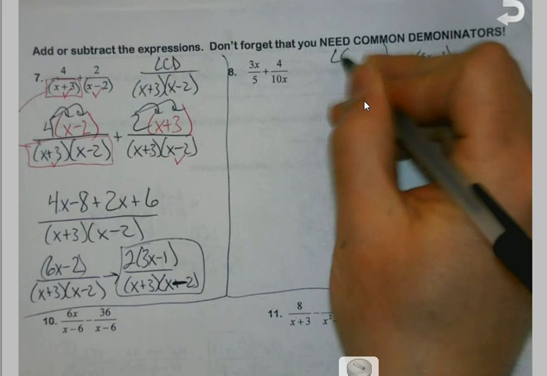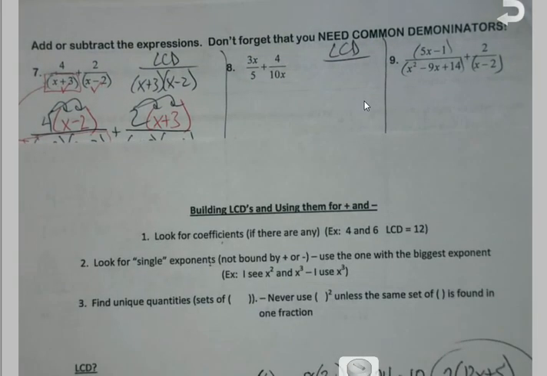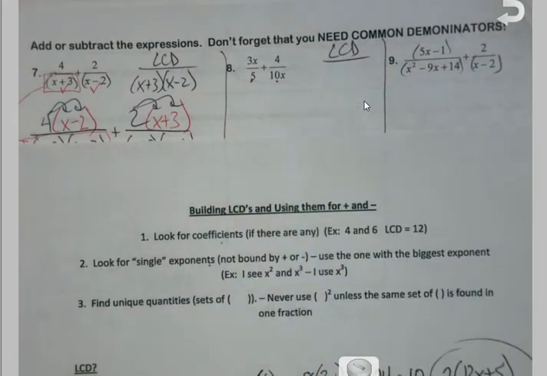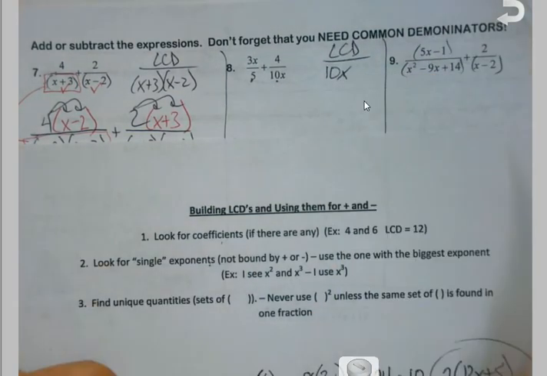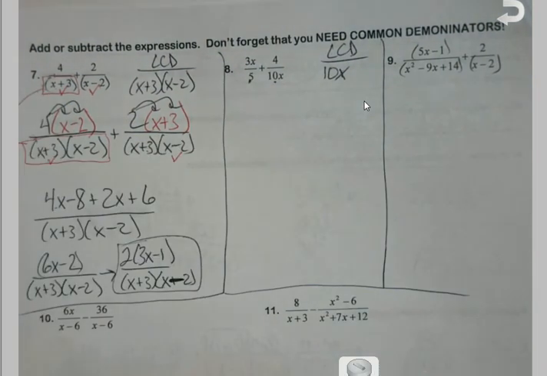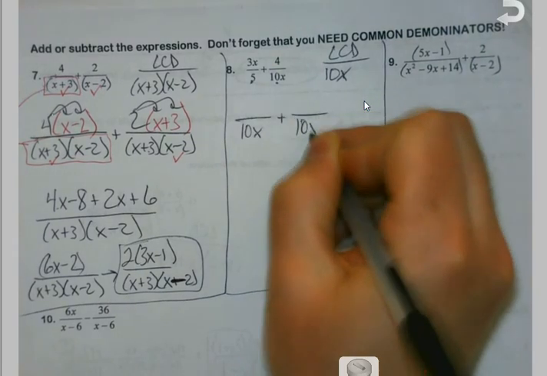Here, again, keep working on those LCDs. Look for coefficients. 5 and 10. If just 5 and 10 were my denominator, what would my LCD be? It'd be 10, because if I start counting by 5s and 10s, 10 is going to be the first number that shows up. Are there any exponent terms? Yes, there's an x. No parentheses this time, no quantities. So 10x, 10x.